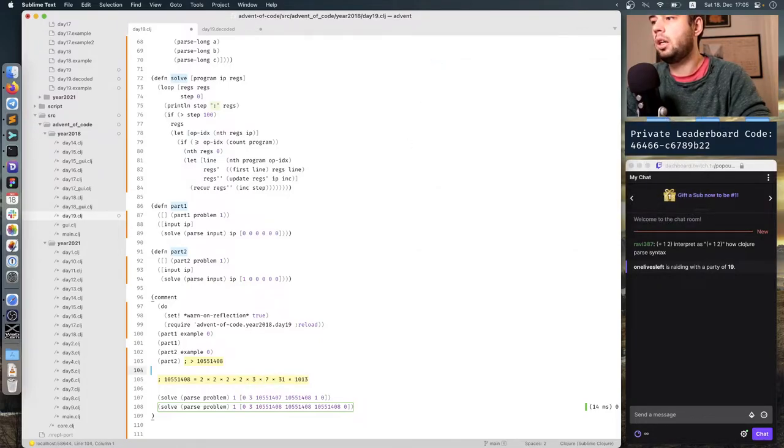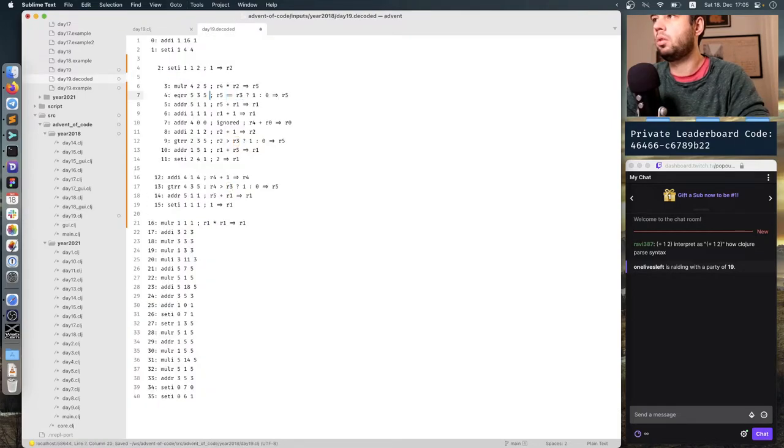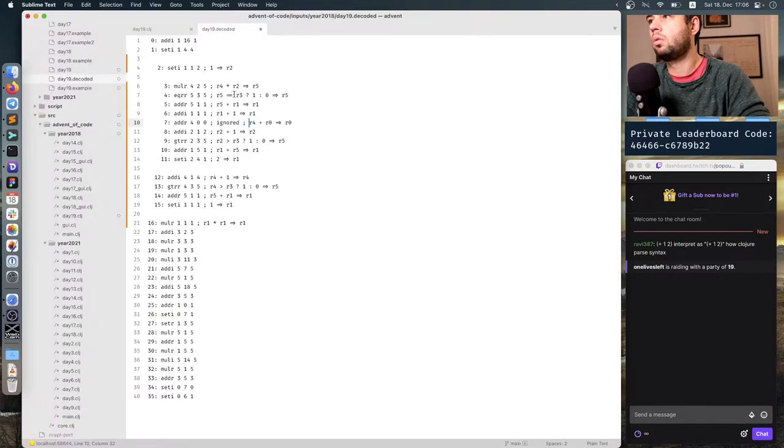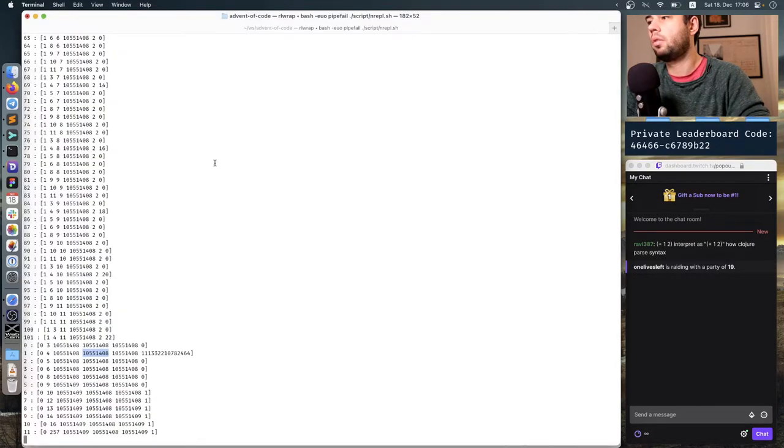This is going to be tricky, but we need to figure out what's going on. So we take R2 and R4, and if they're equal, we increase R0 by R4. So basically, we take this number and this number.